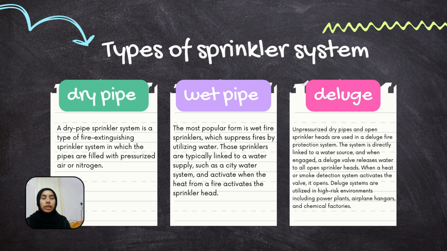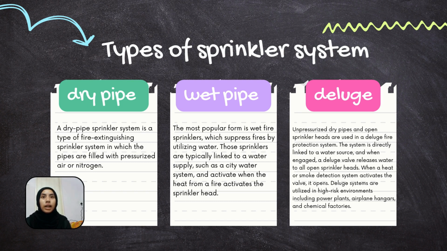Okay, number 3, deluge fire sprinkler system. Unpressurized dry pipes and open sprinkler heads are used in a deluge fire protection system. The system is directly linked to a water source, and when engaged, a deluge valve releases water to all open sprinkler heads. When a heat or smoke detection system activates the valve, it opens.